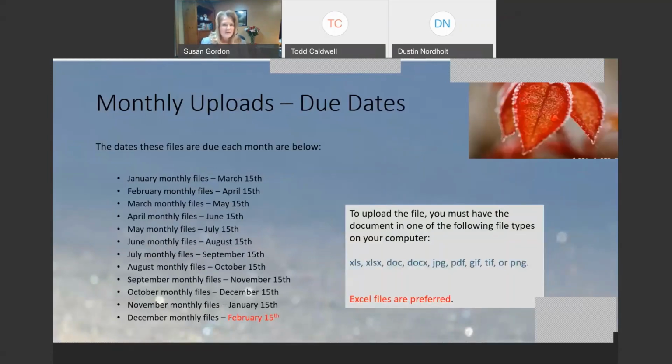Here's the due dates for the monthly uploads. You'll notice they're due about 6 weeks after the month end, and December files were due on February 15th. And that was the beginning of the new uploads.